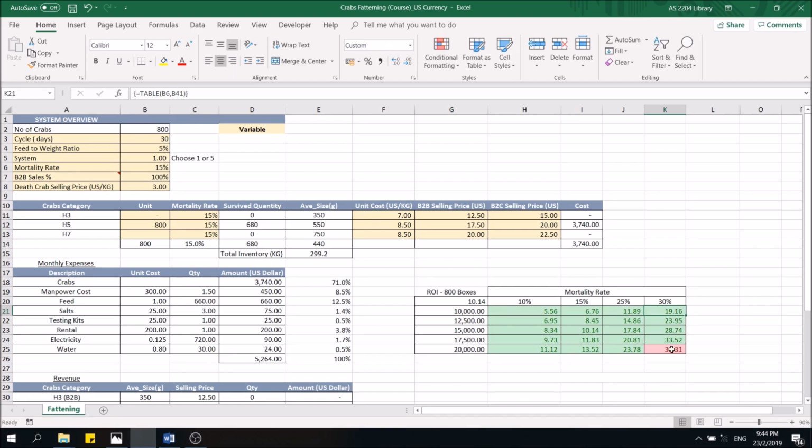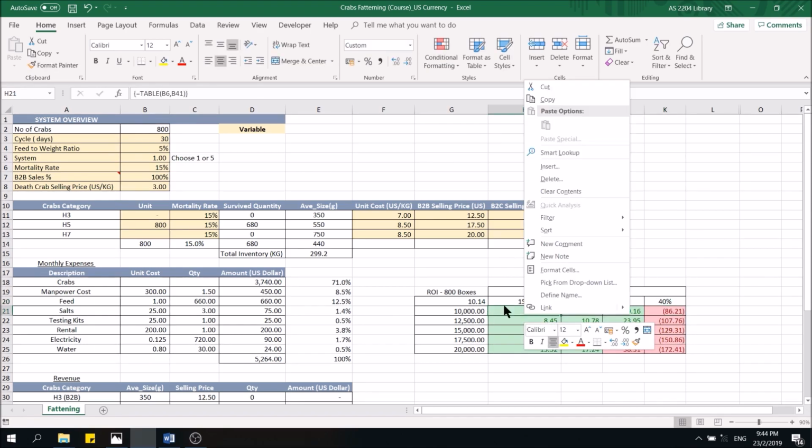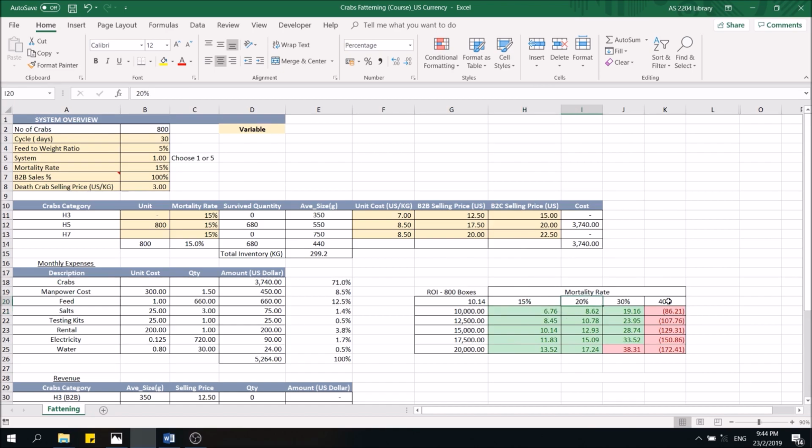So you guys can play around with the mortality. So basically I can change here 15%, 20%, I can change to 30% and 40%. So now you see when the mortality rate goes beyond 40%, basically you will not get break-evens because you are losing all the money in one cycle.